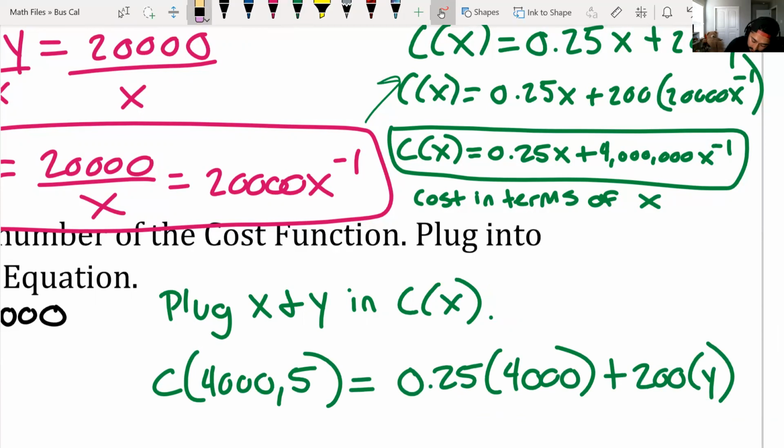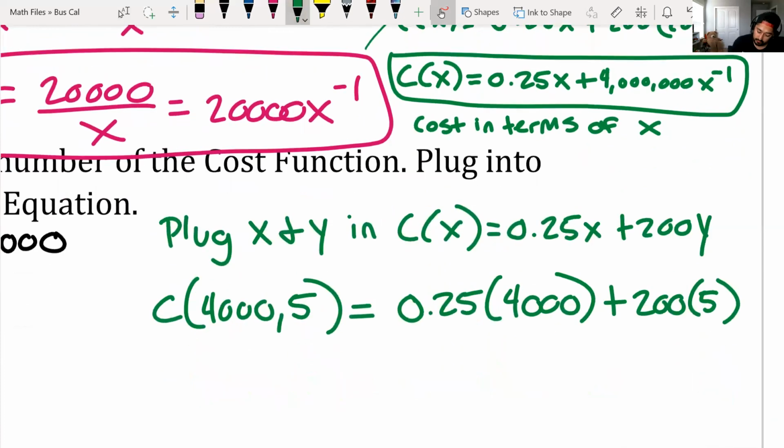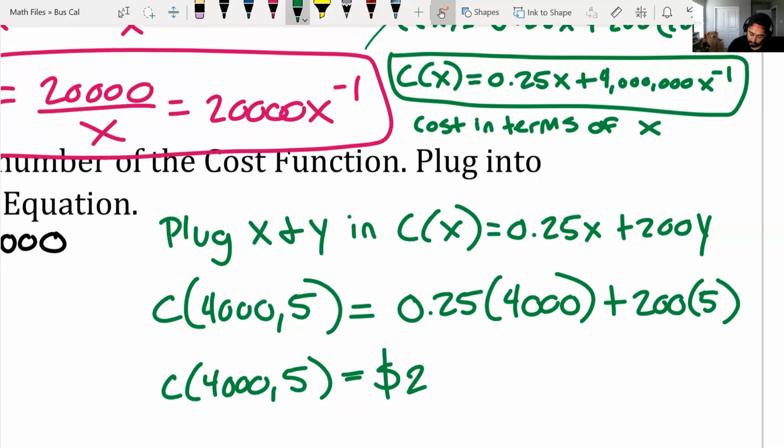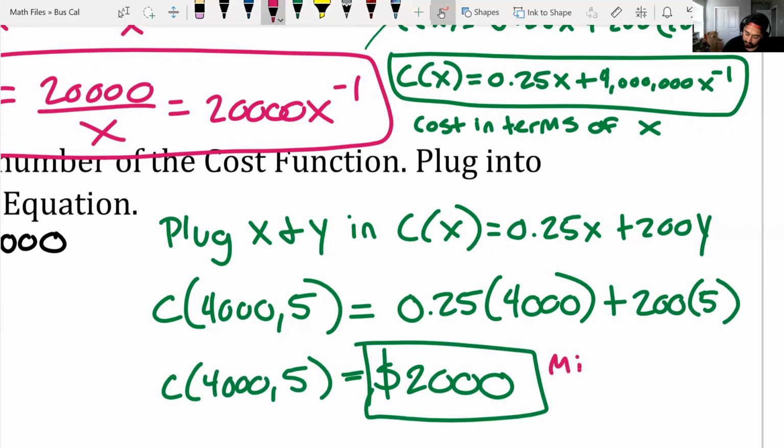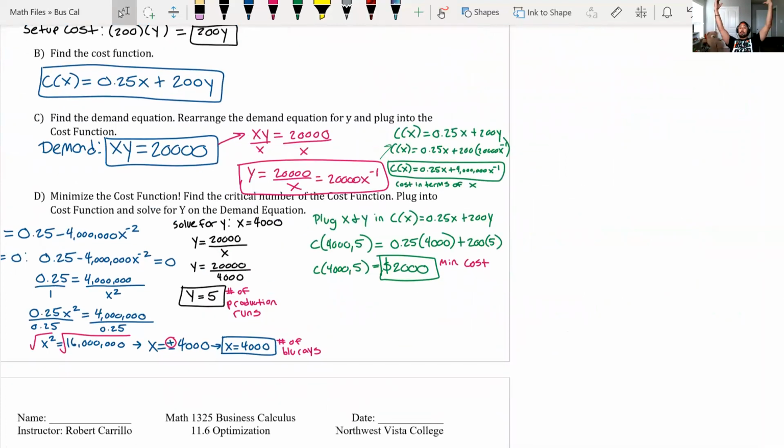Well, how about this? Even better. Plug this into 0.25x plus 200y. And that shouldn't be a y down there. That should be a 5. Okay, and then we get that cost at 4,000 Blu-rays and 5 production runs is going to be $2,000. I believe this is the minimum cost at each production run. The minimum cost at each production run. There you go. That's the setup.